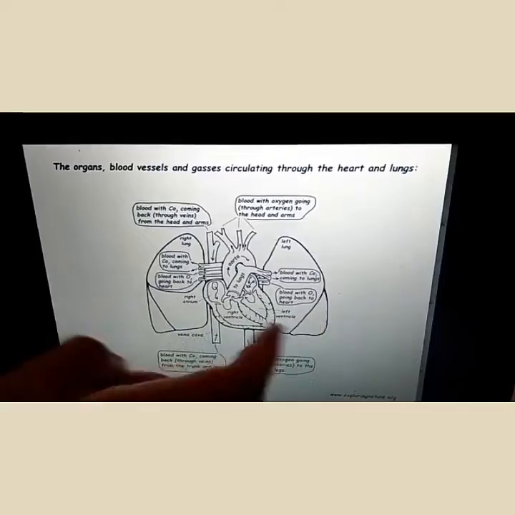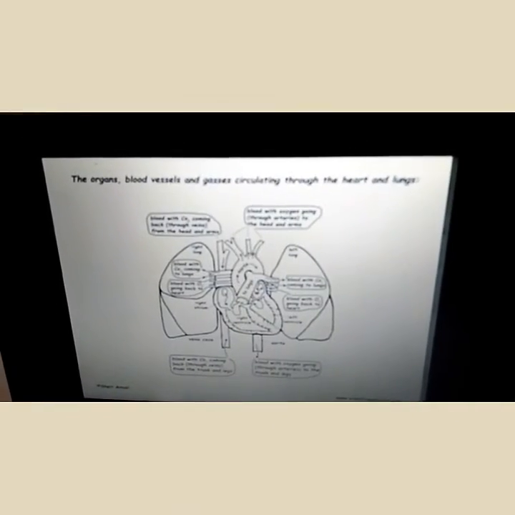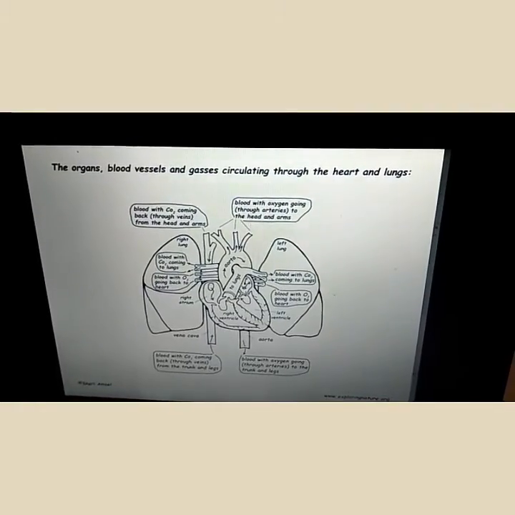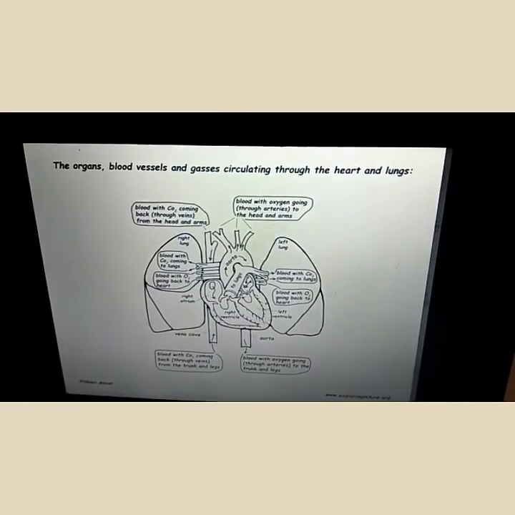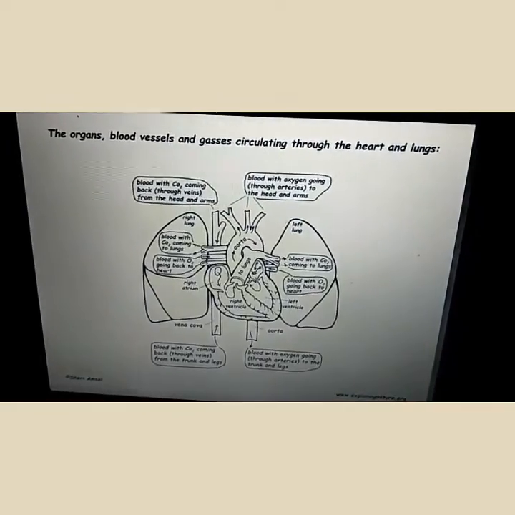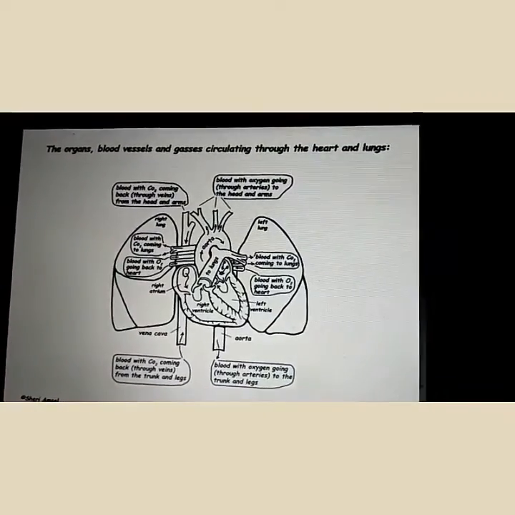Here the oxygen travels from the tiny air sacs in the lungs through the walls of the capillaries into the blood. At the same time, the carbon dioxide, a waste product of metabolism, passes from the blood into the air sacs. So that ends our discussion for pulmonary circulation.